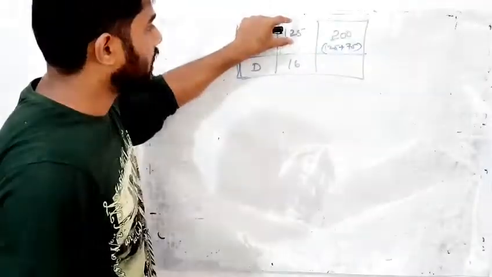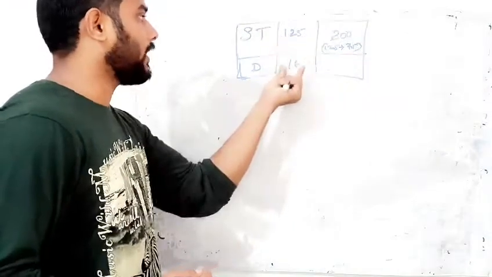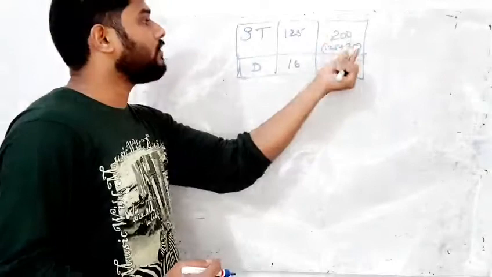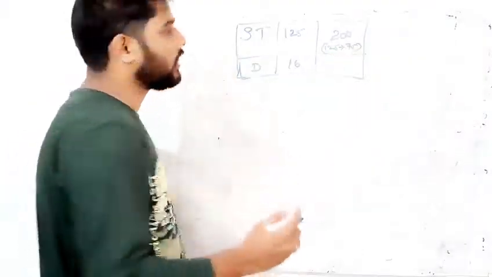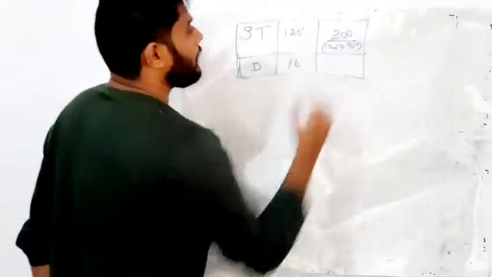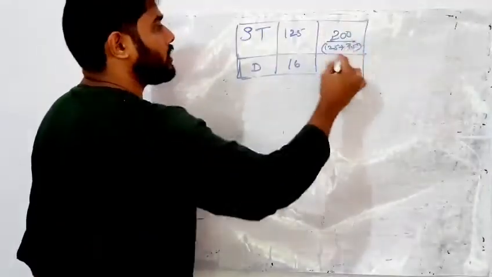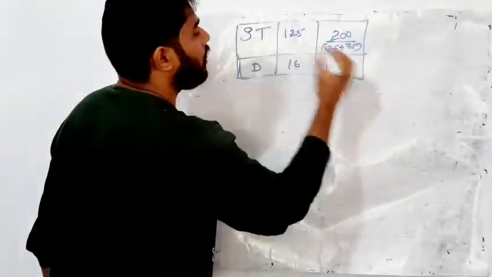First, how many students were in the hostel? 125. At that time the food lasts for 16 days. Now 75 new students are coming. That means 75 students are joining, then the student strength will become 200. Clear? The question is, if there are 200 students, how many days will the food last?